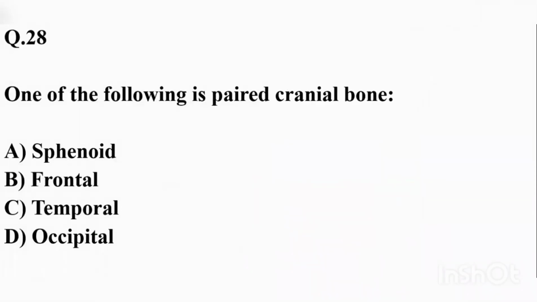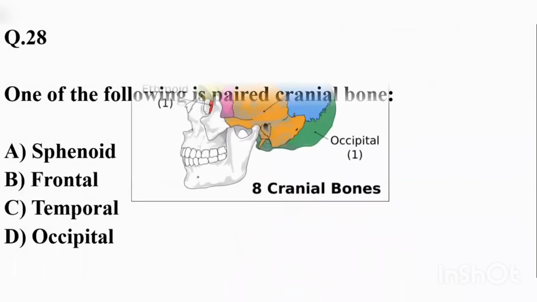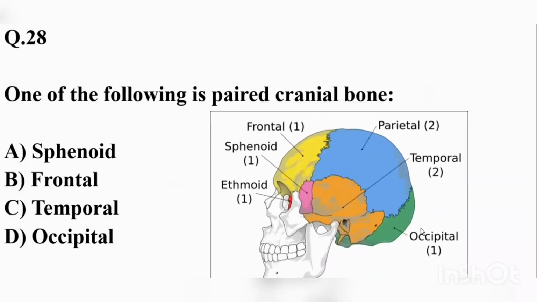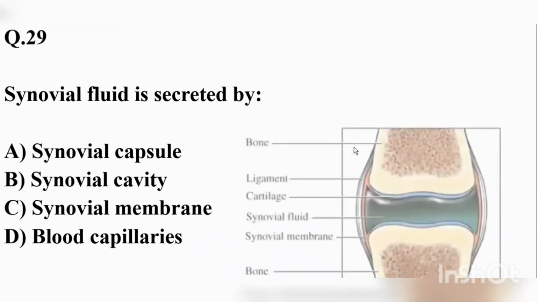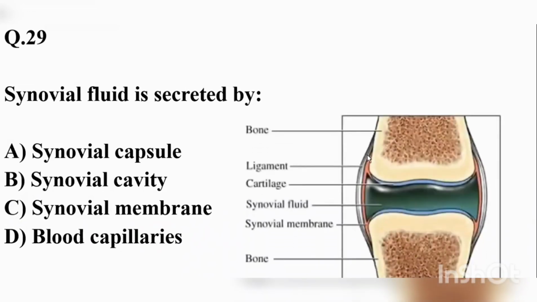One of the following is a paired cranial bone. The paired cranial bone is temporal out of these, because there are only 2 bones which are paired, temporal and parietal. The other 4 bones are unpaired. So in total there are 8 bones in the cranium, including 2 paired and 4 unpaired. Synovial fluid is secreted by the synovial membrane of the synovial joint. So the right option is Charlie.